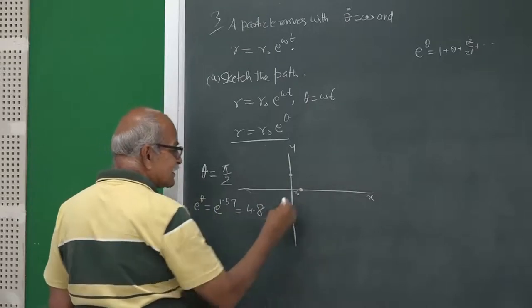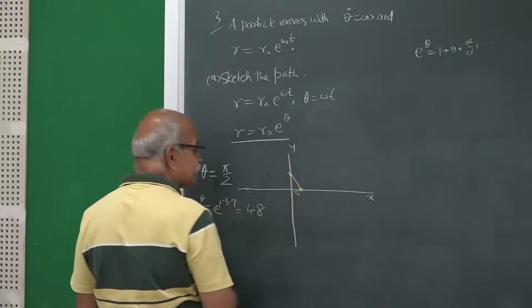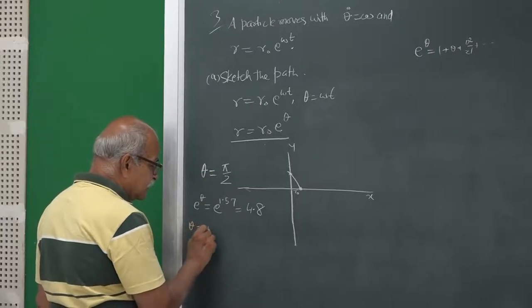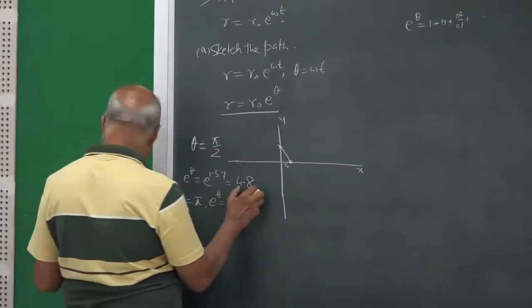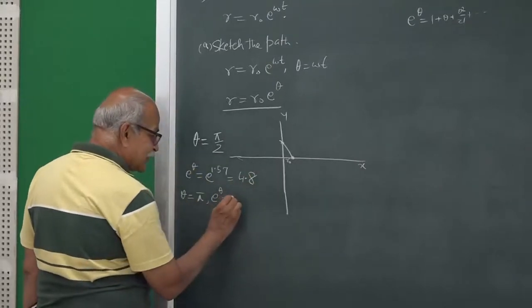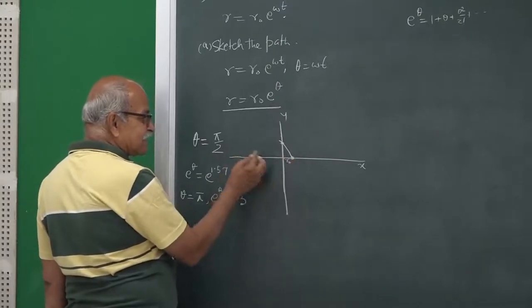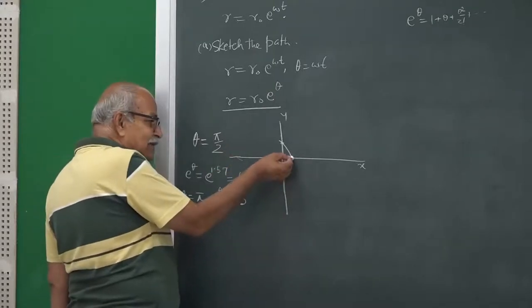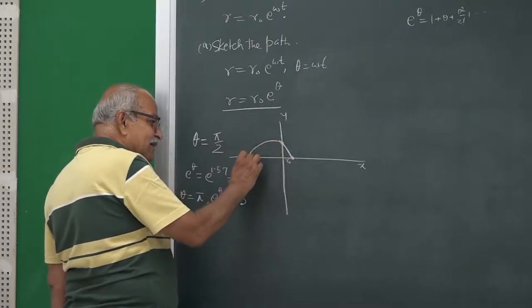It's continuously increasing, going like this. Then when theta is pi, e to the power theta will be the square of this, and that is around 23. Okay. So this is r naught. When it reaches here, it is 23 times of this. So I cannot draw on the scale. I can only tell that it will keep on increasing, and it will be like this.